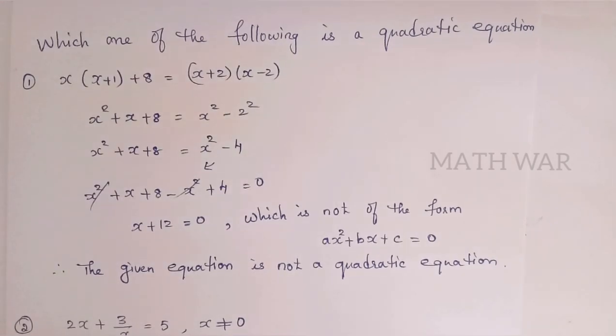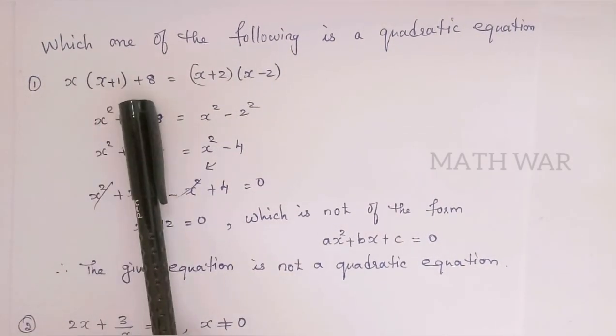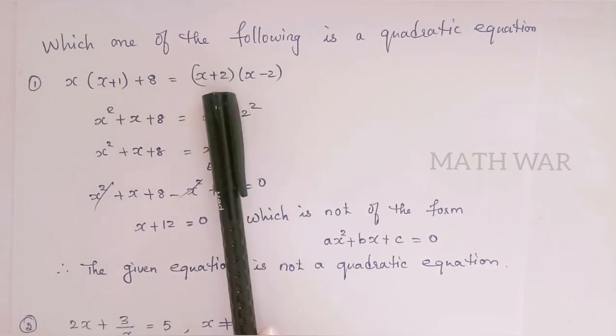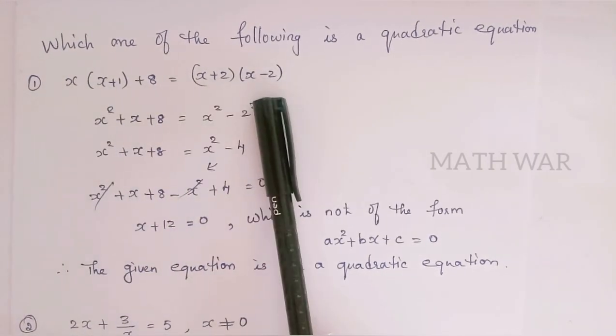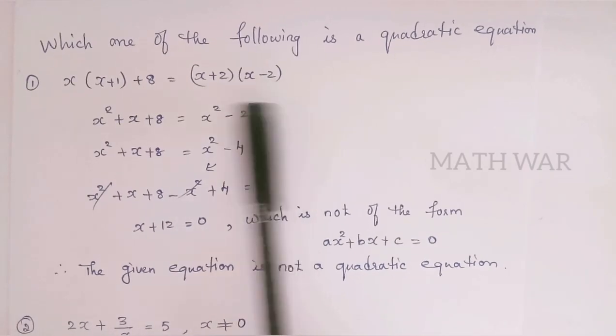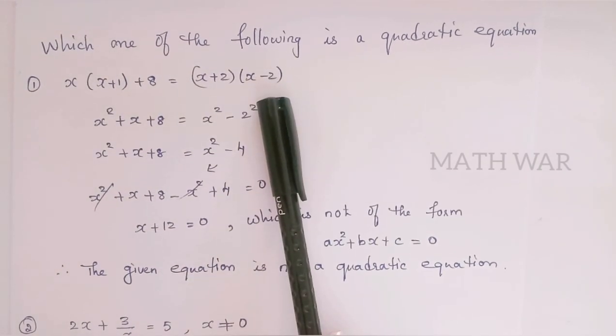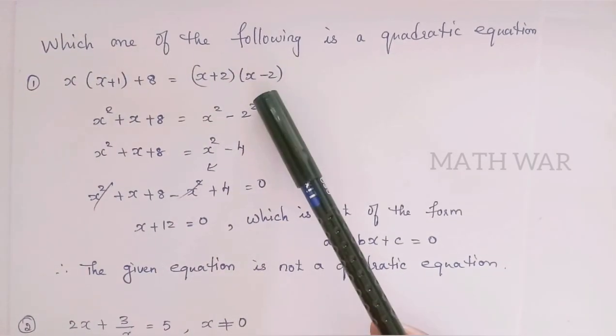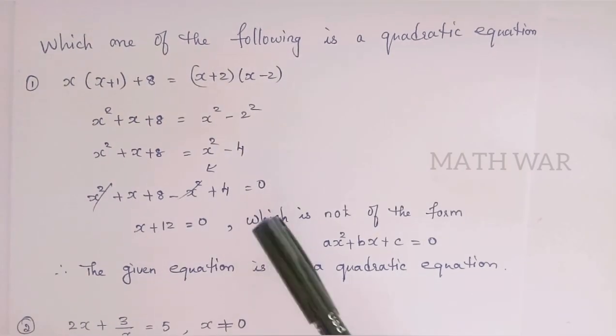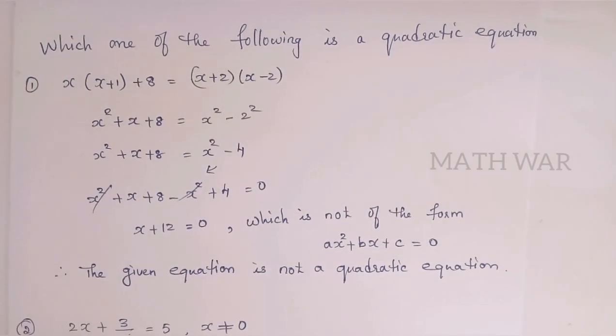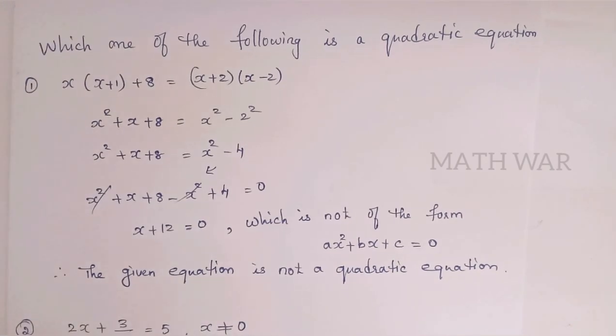We are going to check whether the given equation is a quadratic equation or not. You see the equation x(x + 1) + 8 = (x + 2)(x − 2). By seeing that, this equation seems not to be a quadratic equation because it is not of the form ax² + bx + c, but we cannot decide like that itself. We have to simplify it, and check whether it comes to the form ax² + bx + c = 0 or not.